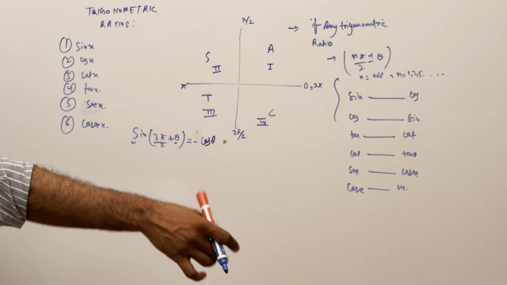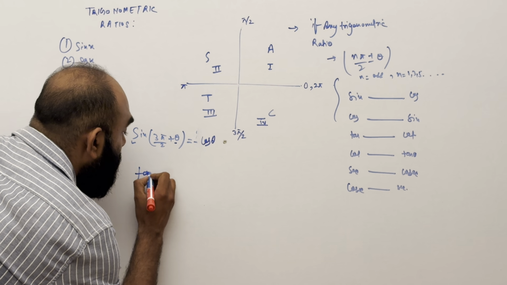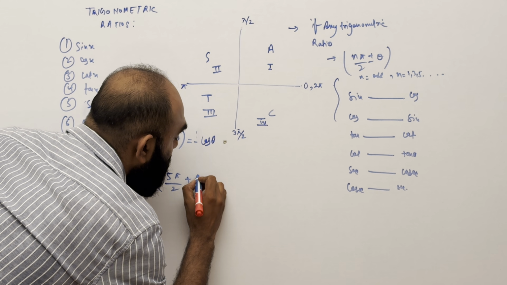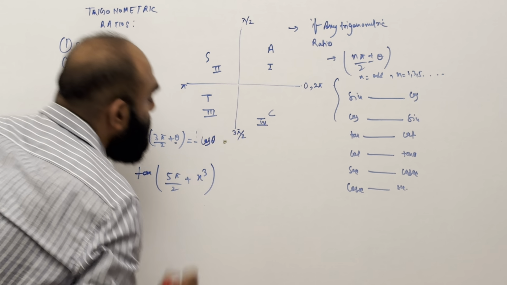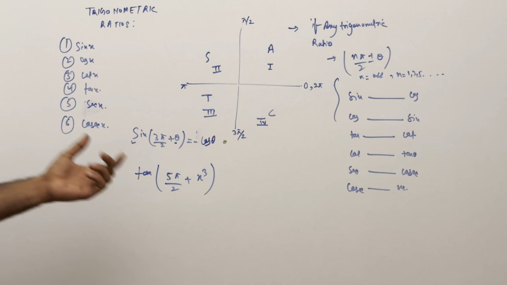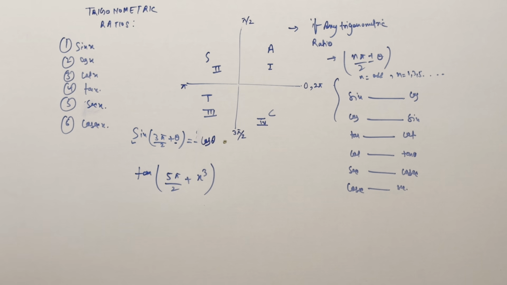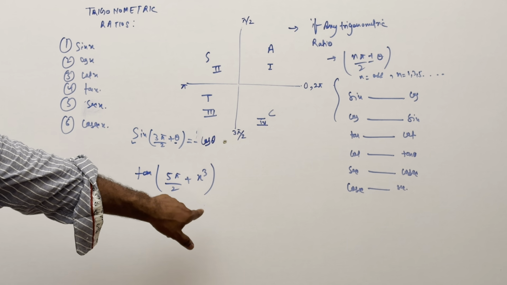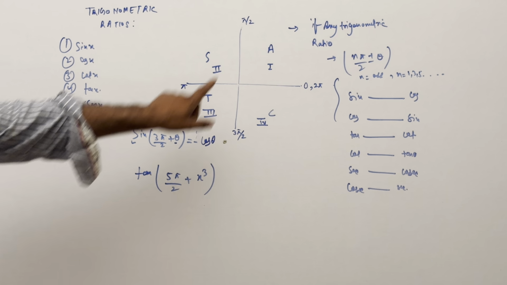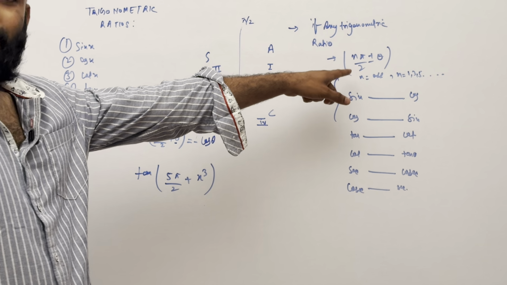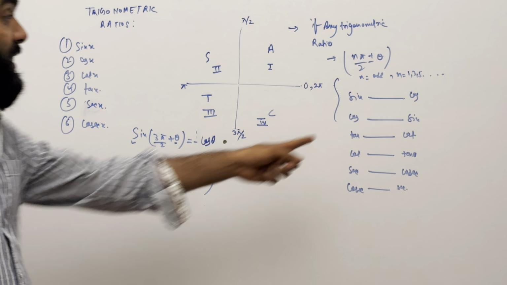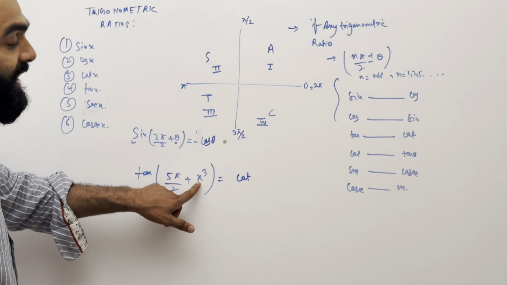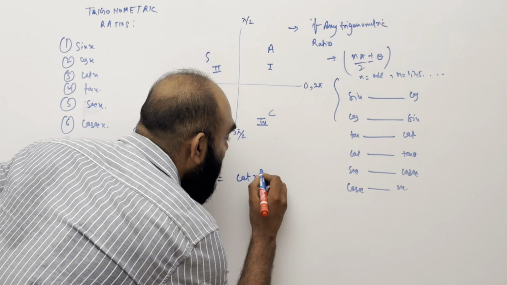Let's do another example. Let's say I am writing tan of 5 pi by 2 plus x cube. Let's say this function is written like this. So it is n pi by 2 plus theta, and here theta is x cube. Clear? Now you can see whenever any trigonometric ratio is written in the form of n pi by 2 plus minus theta, tan is going to convert into cot. So I will write here, sir, cot, and whatever your theta is, you write the theta, so x cube.